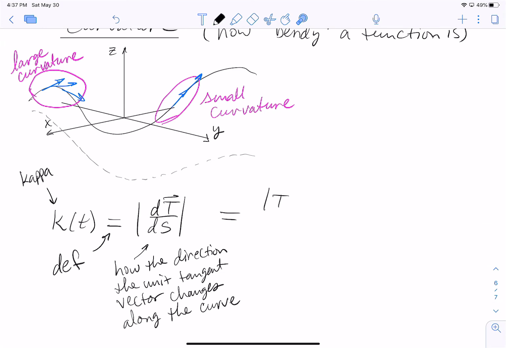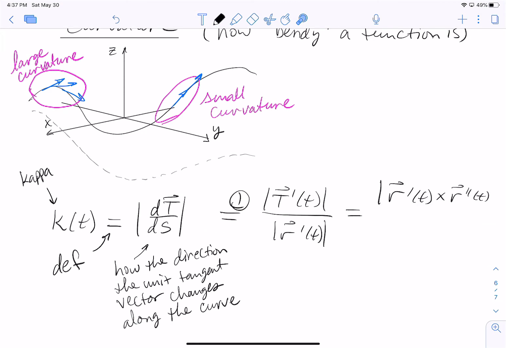The magnitude of T prime of t divided by the magnitude of r prime of t. I will call that expression number 1. The second one would be the magnitude of r prime of t cross r double prime of t divided by r prime of t in magnitude cubed. I'm going to call that expression number 2.